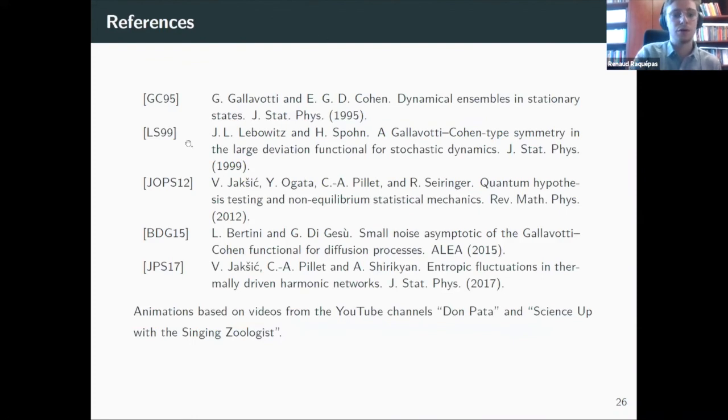So here are the references. If you want to read the original paper of Gallavotti-Cohen that started this interest in the large deviation properties of entropy production. Before the intuition from hypothesis testing, it was this sort of symmetry that sparked the interest in the large deviation principle for entropy production, and then other relevant works in the literature.